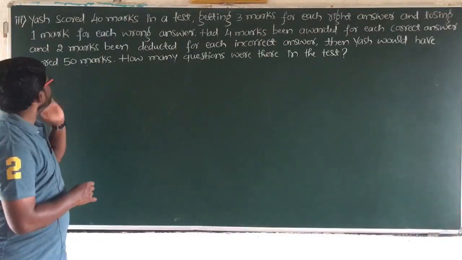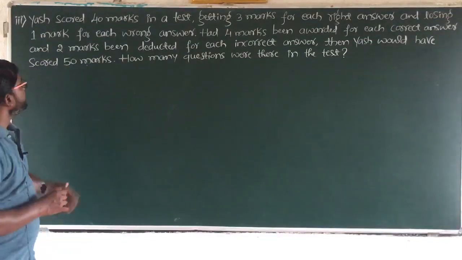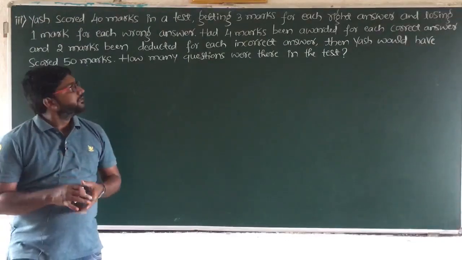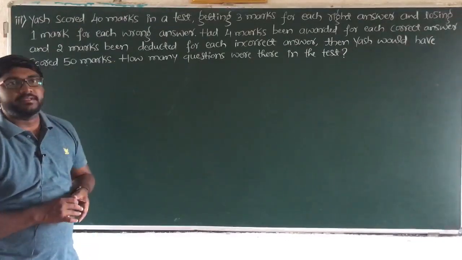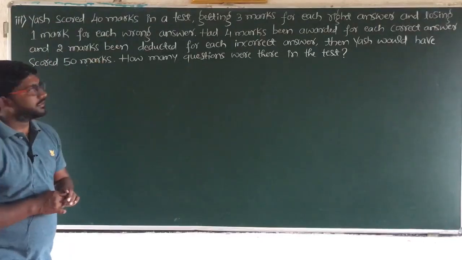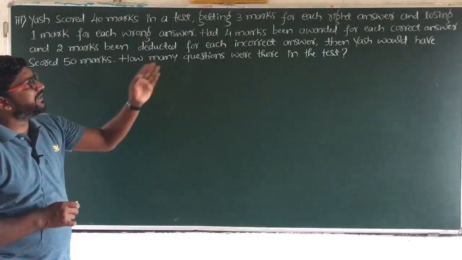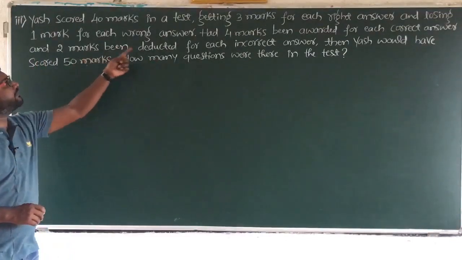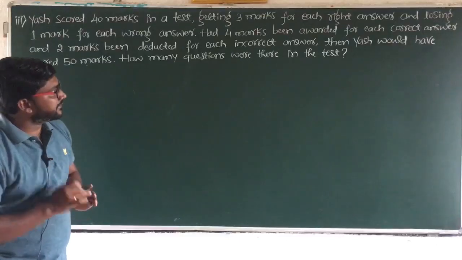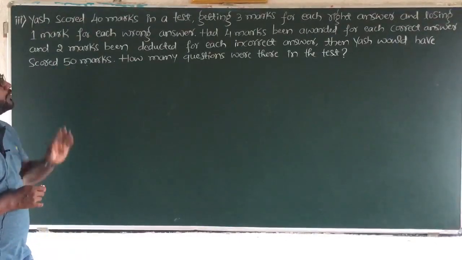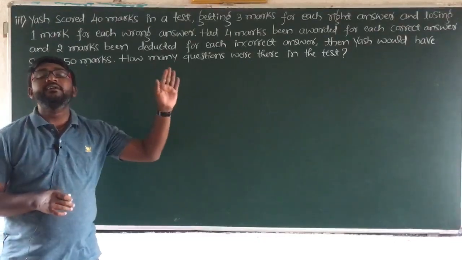I will solve the third one. The question is: Yash scored 40 marks in a test, getting 3 marks for each right answer and losing 1 mark for each wrong answer. Had 4 marks been awarded for each correct answer and 2 marks been deducted for each incorrect answer, then Yash would have scored 50 marks. How many questions were there in the test?